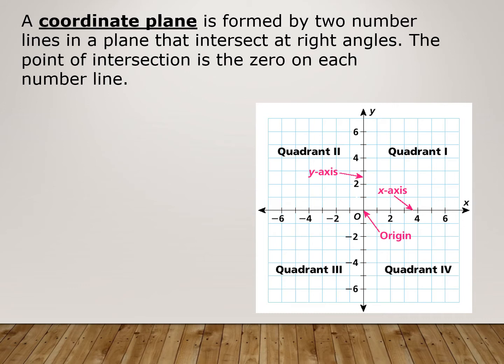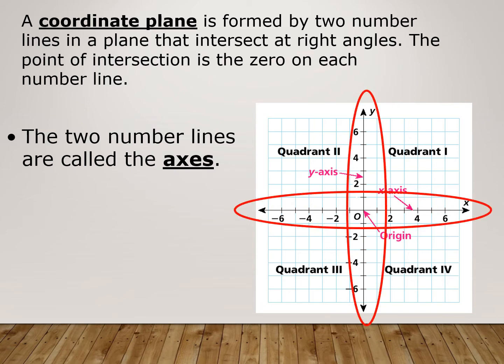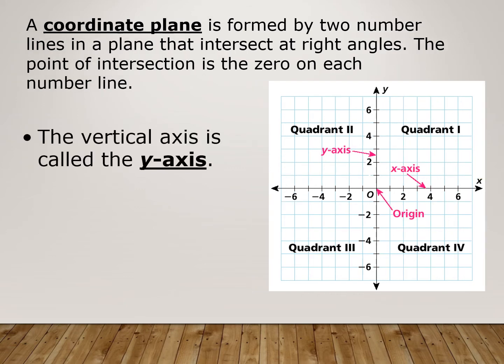So ngayon, tingnan natin yung mga parts of the Cartesian coordinate plane. So first is the axis. The two number lines are called the axes. So ito yung tinatawag nating axis. So we have here the x-axis and the y-axis. The horizontal axis is called the x-axis. So, ito yung tinatawag nating x-axis. Then, the vertical axis is called the y-axis, which is ito siya.